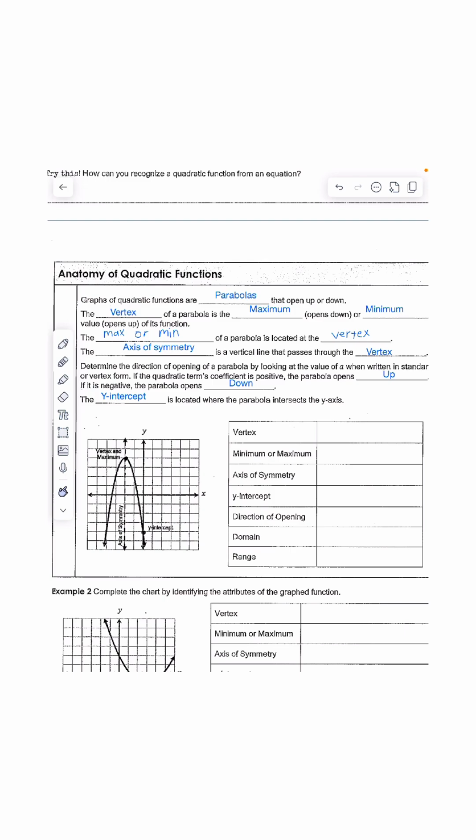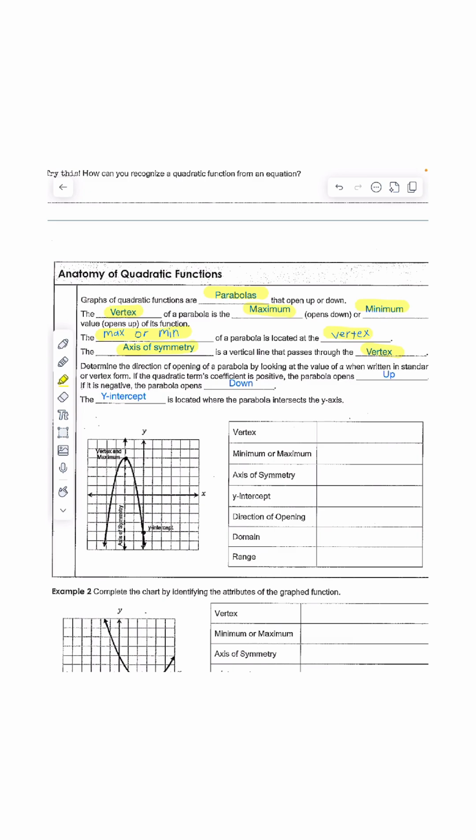Now we're going to look at the anatomy of functions. Again, I'm going to highlight the parts that are already written out. Graphs of quadratic functions are parabolas that open up or down. We talked about this yesterday, but the vertex of a parabola is a maximum if the graph opens down, or a minimum if the graph opens up. For every single max or min, it is located at the vertex. The axis of symmetry is the vertical line that passes through the vertex, or the x value if you want to put that somewhere in your side notes.